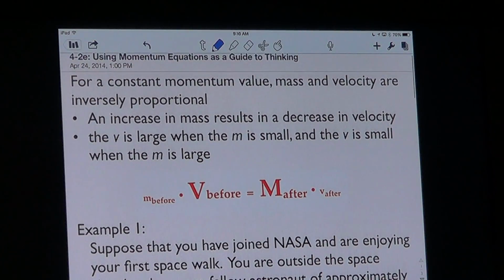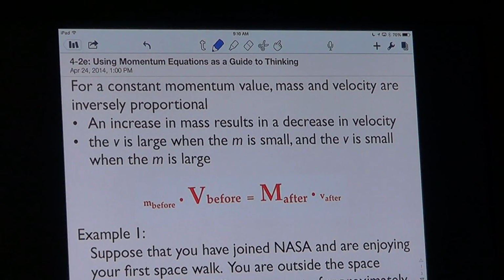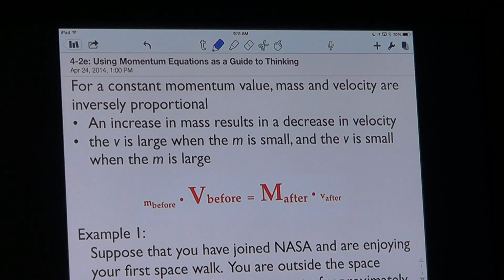Okay. So what we know is that the mass and velocity are inversely proportional, because if we have a really big velocity before and a smaller velocity after, then the mass will have to be bigger after in order to make them equal out. So an increase in mass would result in a decrease in velocity, which makes sense if we have, like, the cart with the bricks. Before the second brick is added, it's going to go faster. So the heavier something is, the less fast it will go if it's on level ground. The velocity is very large when the mass is small, and small when the mass is large. So they have an inverse relationship.